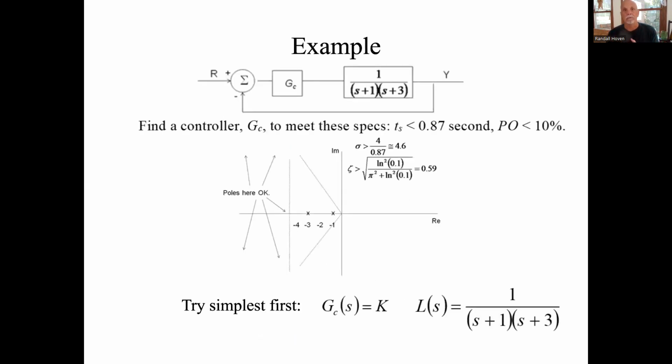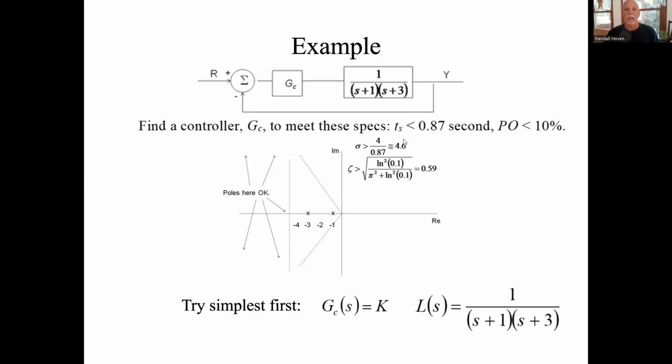So let's do an example. Here's our process, our plant. It has 2 poles. It is already monic numerator and monic denominator. And find a controller, G sub C, to meet certain specs. I'm not going to go through how to translate those specs into where in the complex plane you want the pole. We did that several videos ago.